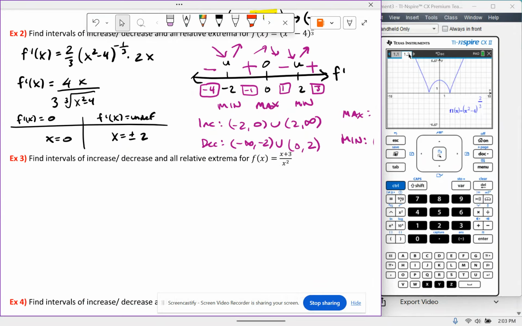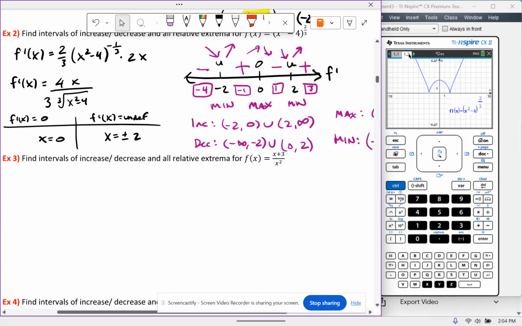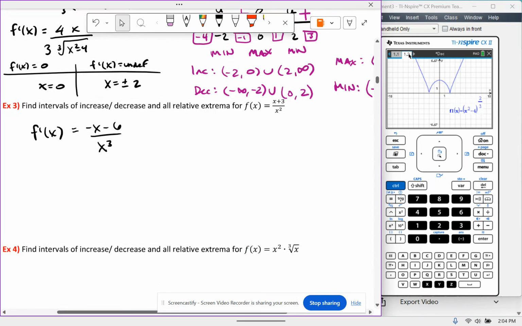So we went over maxes, mins, cusps, corners. Now we're going to go over asymptotes, okay? So I'm going to find the derivative of this thing. Just for time, can I just give you the derivative? Is anyone opposed to that? I know we know how to calculate derivatives. I just want you to see how we apply them. This is the first derivative.